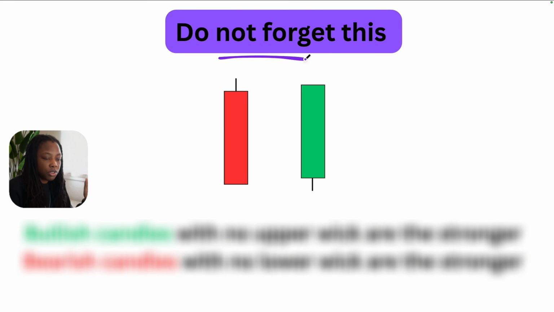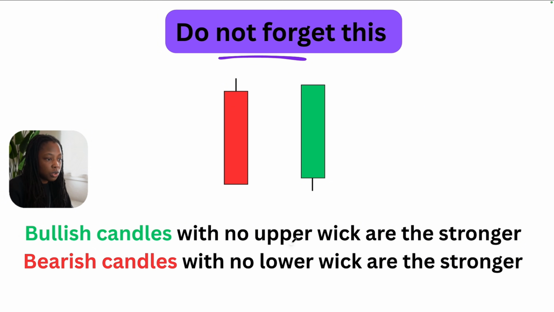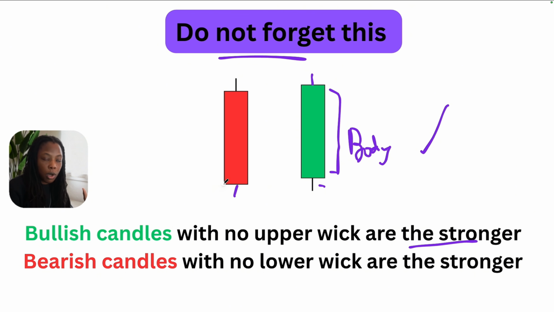Now, let's not forget something. Bullish candles with no upper wick are stronger. What does that mean? There's no upper wick right here, and you have a big body. You have a big body that formed, and this is a wick. Candles that don't have this upper wick show that sellers did not even show up. That's strength. They're way stronger. And for bearish candles that don't have a lower wick, it means that buyers did not try at all to stop this selling. They are stronger than the ones that have a wick at the top and a wick at the bottom.